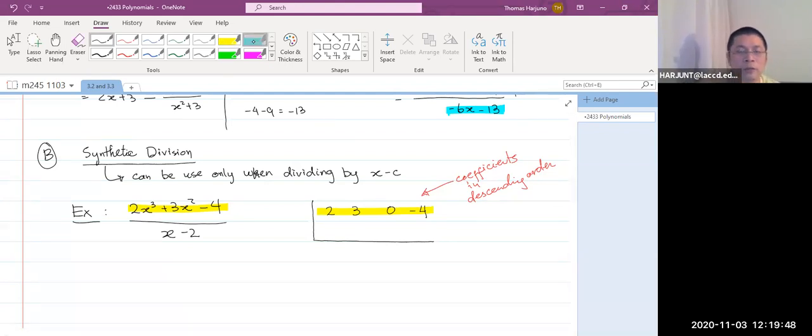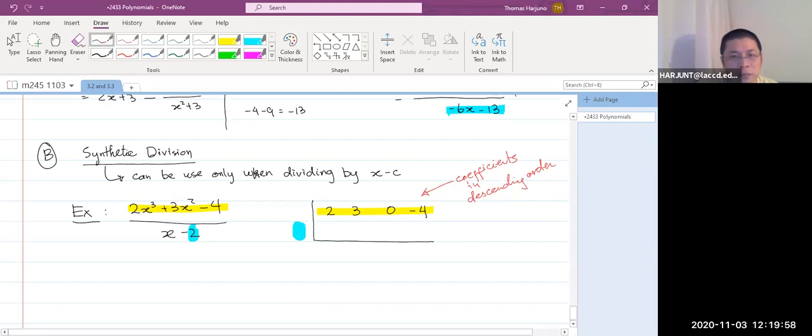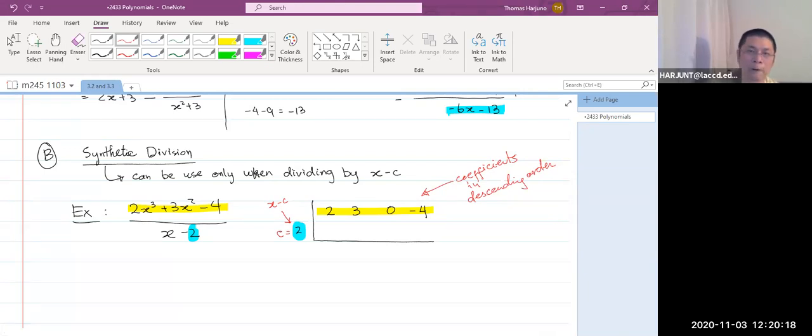And then we will put a number here, which is this number, 2. Remember, if you divide by x minus c, then the c is what you put there. In this case, you divide by x minus 2, right? So the c is 2. You put 2 there. Now set it up correctly, though. Please set it up correctly.